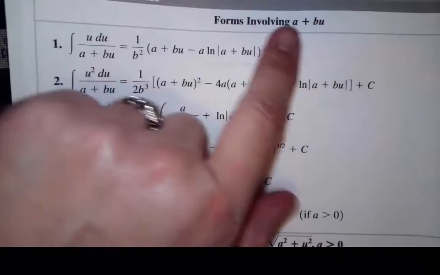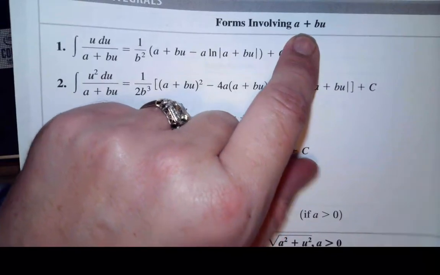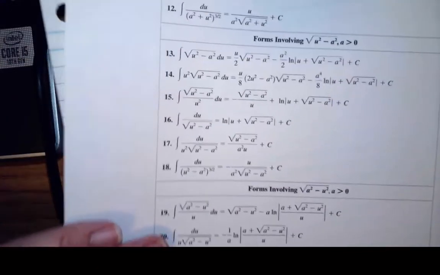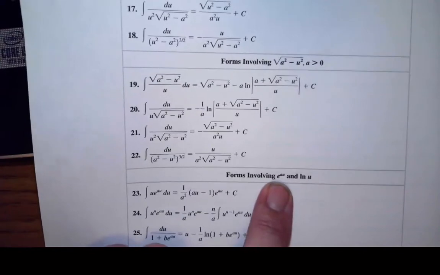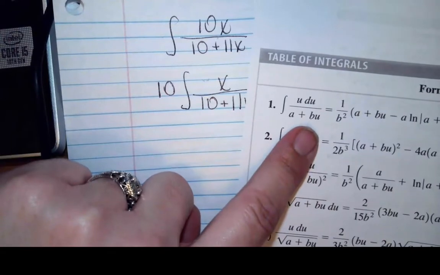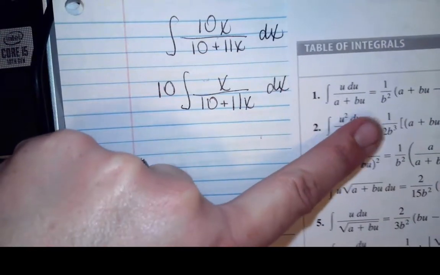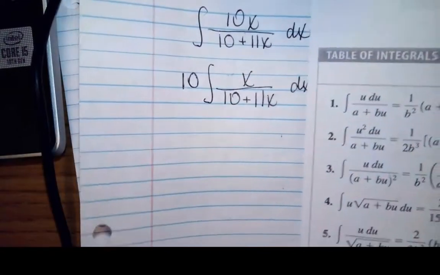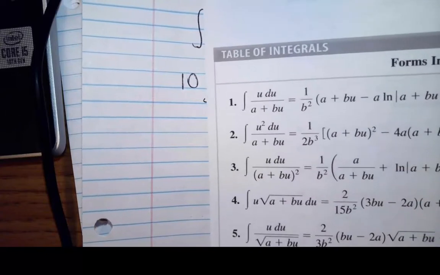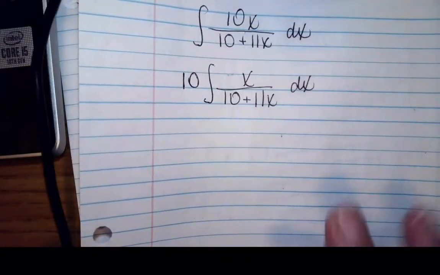So now I am going to start looking for that generic setup. Okay, so you can notice it's already organized for you. I've got forms involving a plus bu. Well, I don't have a square root, so I don't need this one. I still don't have a square root, and don't have e's or natural logs. Okay, so I know it's somewhere in here. I know I've got a variable up top and a variable in the bottom, so it's kind of looking like I might have this format right here. Remember, your variables are going to take the forms of u's and du's, and your constants will be a's and b's. So what I want to do is make sure I've got all my bits and pieces.